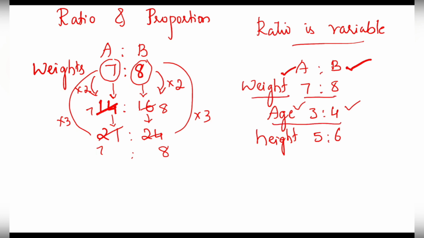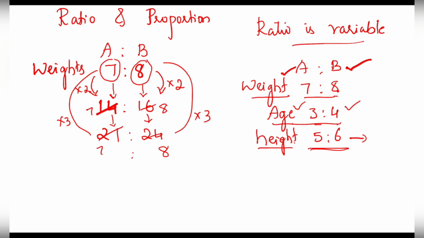Weight means weight only of A and B. Age means age only of A and B. Height means height only of A and B. It cannot be height of A and weight of B, or weight of A and age of B. So we say that ratio is of same kind. Ratio is always of same kind. So this is about ratio.